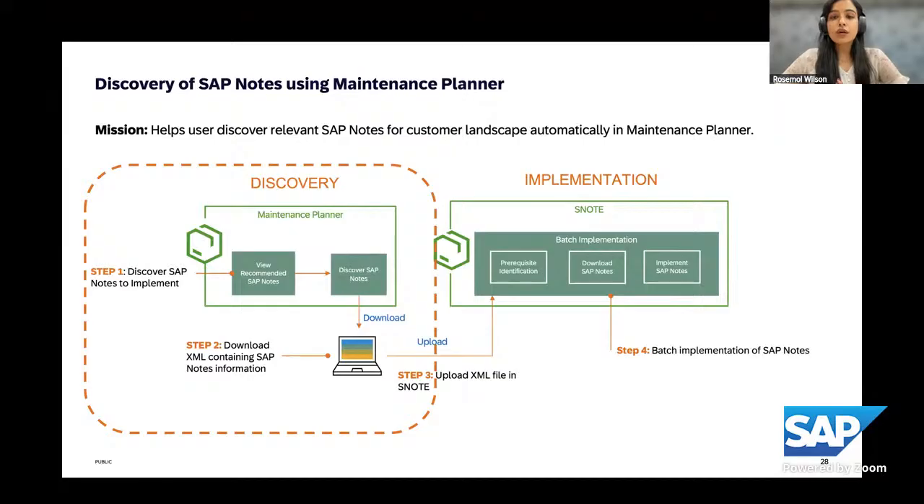And this is just a high-level view of how SAP Notes and systems come into the picture. There are basically two aspects to it: the discovery of SAP Notes, and then the implementation part. To identify which notes are relevant for your system, you can use Maintenance Planner, where you use the View Recommended SAP Notes tool, and you discover the notes that are relevant for the systems in your landscape. You can then download the XML containing this notes information, which can be further fed into SNote and the Note Analyzer tool, and you can proceed with batch implementation of the notes.